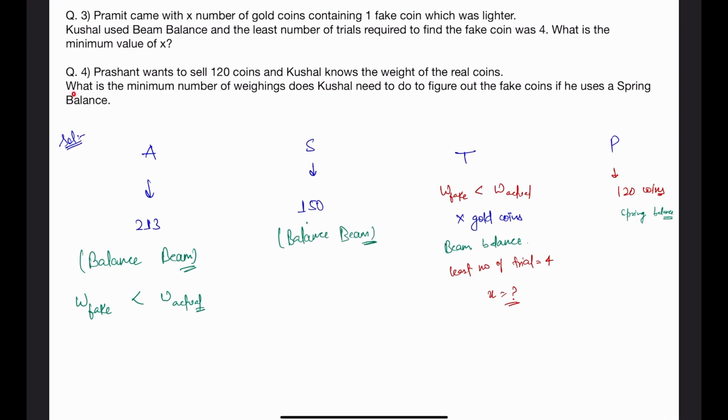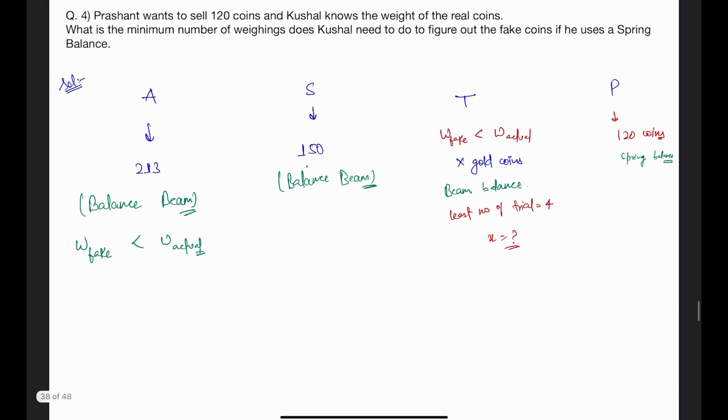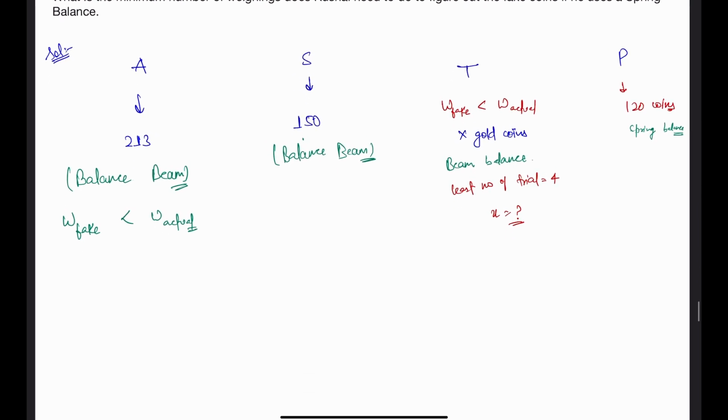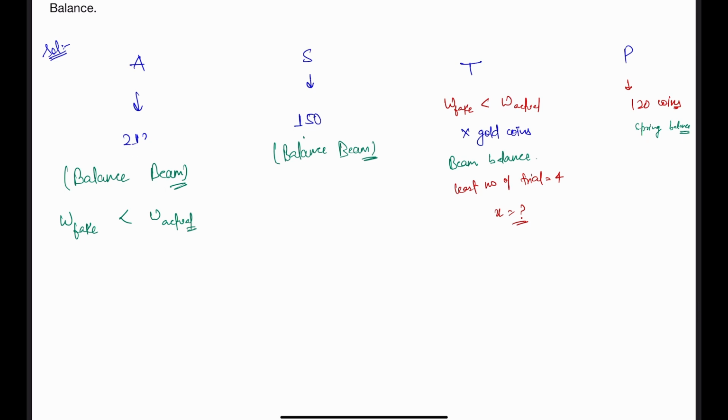Correct. What's the minimum number of weighings Kushal needs to do to figure out the fake coin if he uses a spring balance? Everywhere it is being asked what is the minimum number of trials he needs to do, but here we need to find the value of x. Is the minimum number of trials 4? Here also the minimum number of trials is 4.